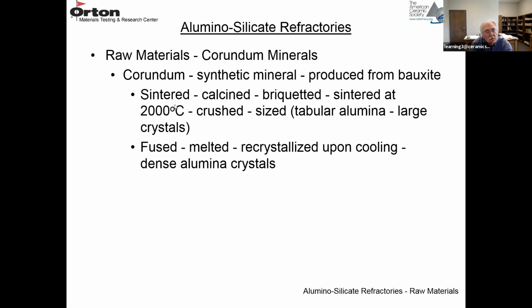And then, again, just like for mullite, there's two versions, a sintered version and a fused version. You're going through the same processes. For the sintered version, you calcine the material, you form it into pellets, you sinter it at a high temperature, and this time it's sintered at 2000 degrees C. It's crushed, sized, and now at that temperature, the alumina, the hexagonal crystals grow into large tablets. So it's known as tabular alumina because of the large crystal size. The fused material is melted and recrystallized upon cooling. And in that case, you're going to form very dense alumina crystals.